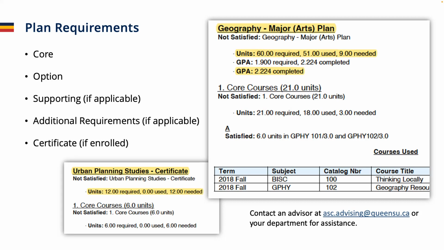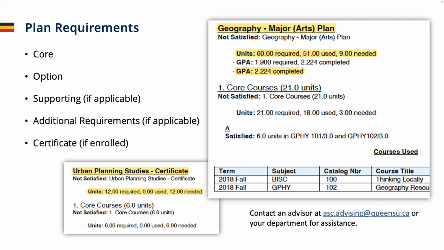Remember that to graduate with an honors degree, both your cumulative GPA and plan GPA need to be above 1.9. A warning will appear on this report if your cumulative GPA is too low, but there is no warning if your plan GPA is below 1.9. So be sure to check this section.